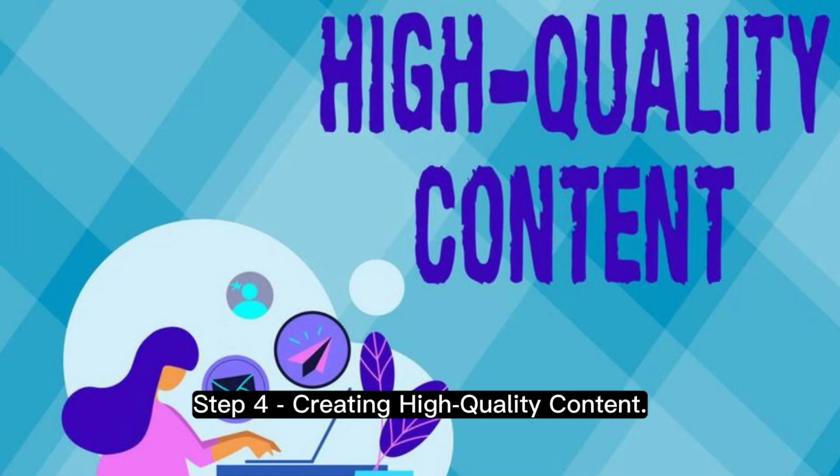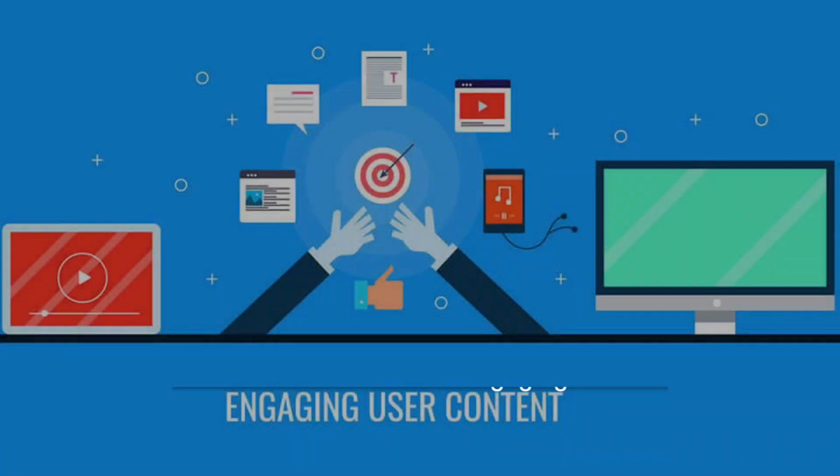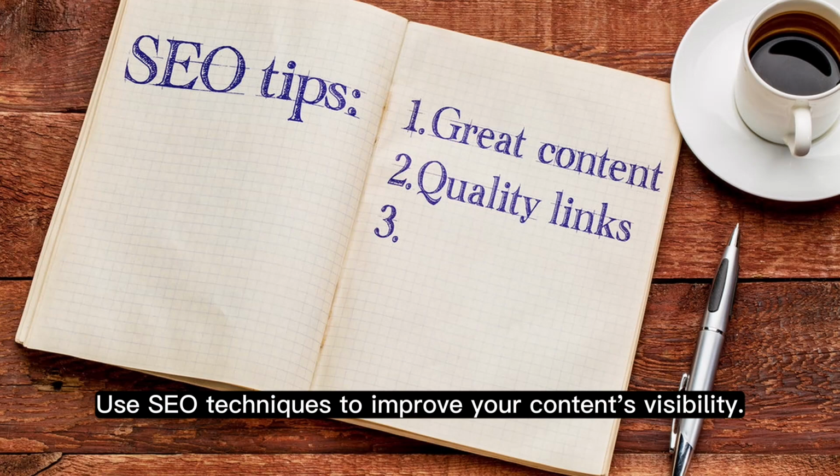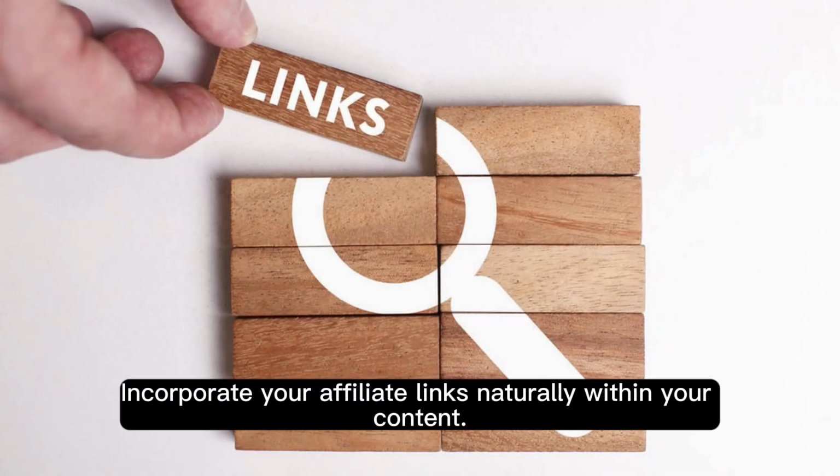Step 4. Creating high-quality content. Produce informative and engaging content. Use SEO techniques to improve your content's visibility. Incorporate your affiliate links naturally within your content.